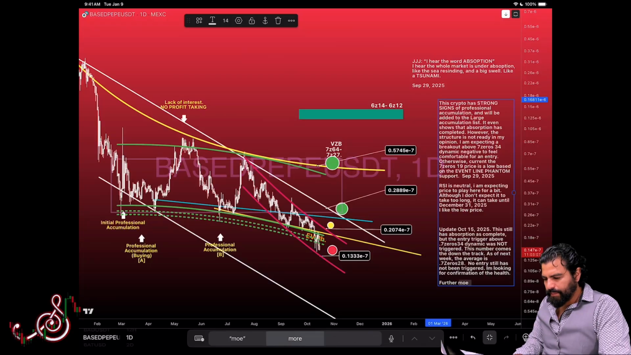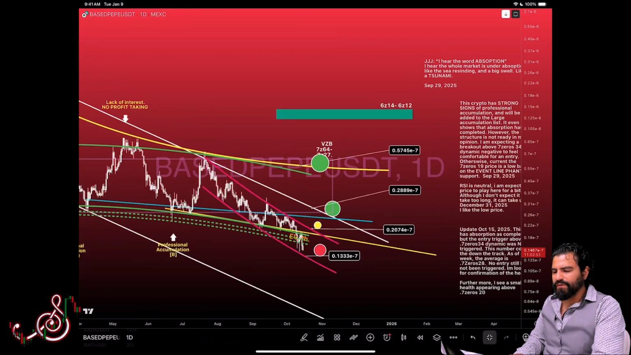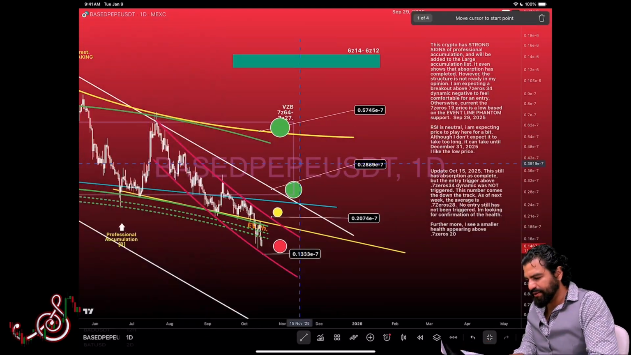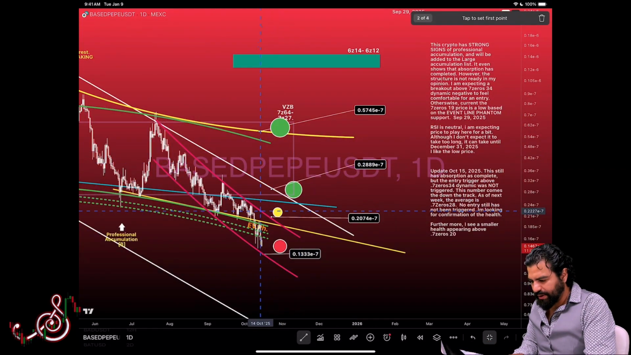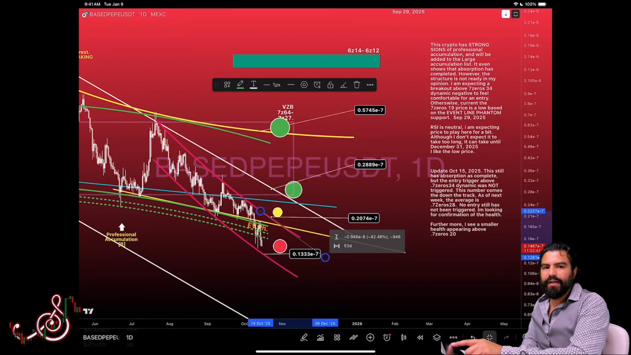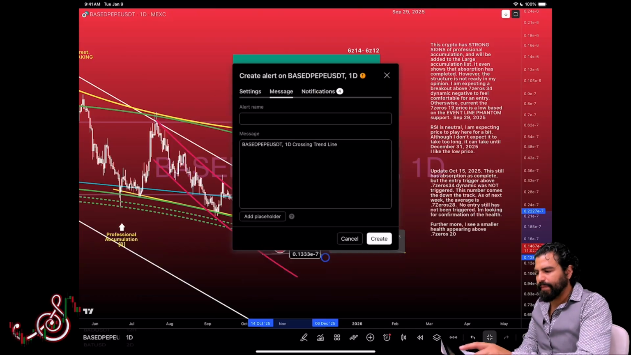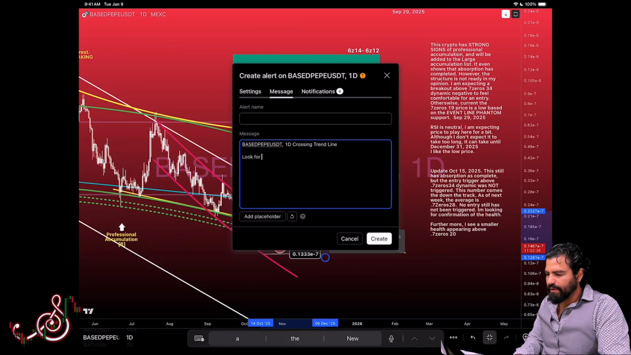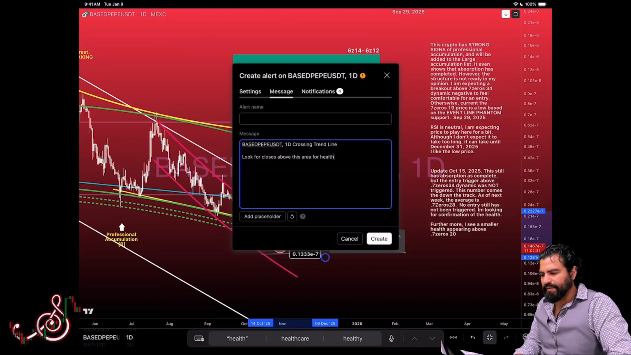Furthermore, I see a smaller health appearing above 0.7020. So you can mark an alert for yourself, by the way, guys. Here, I'm going to do one for me. I'm going to draw just a straight line from this top down. And then I'm going to set my alert. That's how I'll do mine. Look for closes above this area for health. Okay. Create.